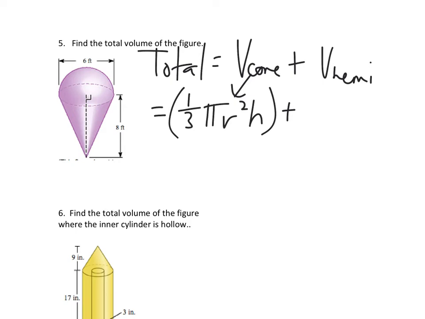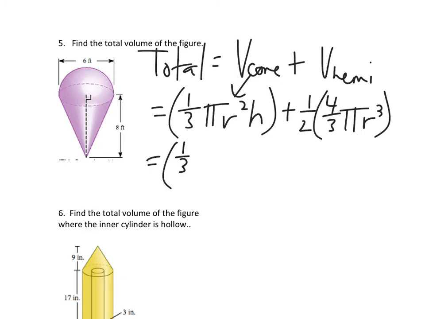And then for the hemisphere, usually we would do 4/3 pi r cubed, but a hemisphere is half of that. So we just want half of that because a hemisphere is half of a sphere. All right, so now we're going to plug in the information we have. First, focus on the cone.